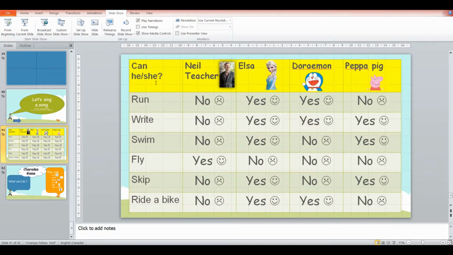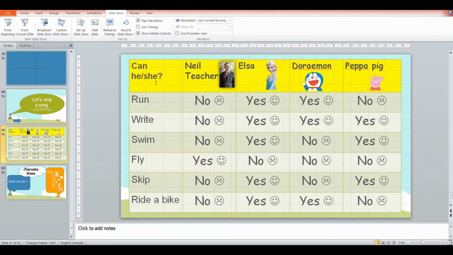I have one more sort of closed question game. This one is a grid that they've got to work out. It's very important that you demonstrate how this works. So what I do is I'll pick myself, can, Neil teacher, and I will point to this particular column and I'll say can, Neil teacher, skip, and I'll move my finger down all the way to the row for skip and identify and say that it's no. And I'll do this a couple of different times with different characters so students understand before I ask them myself.